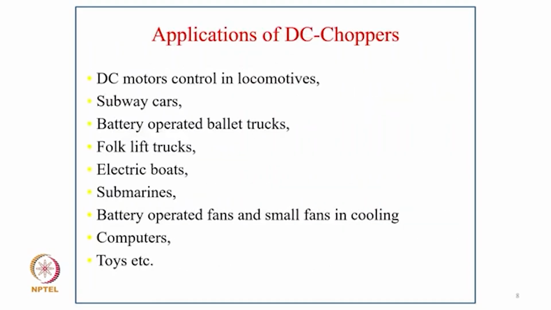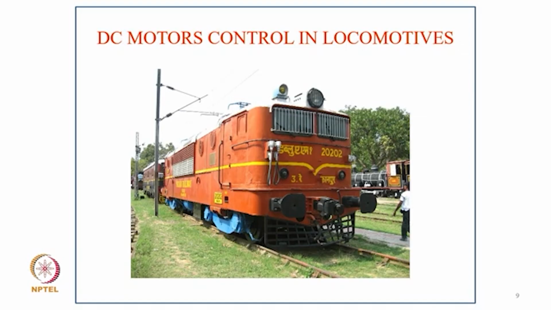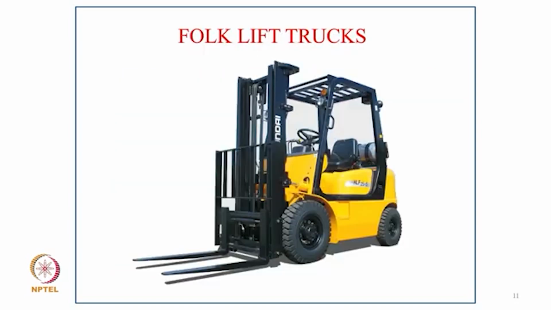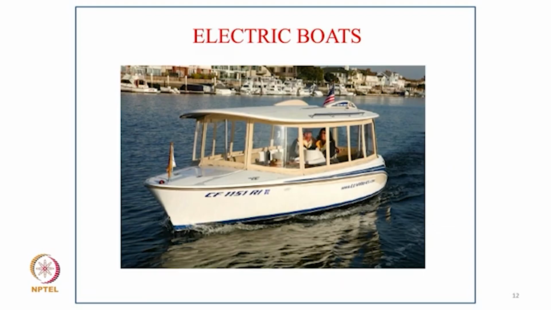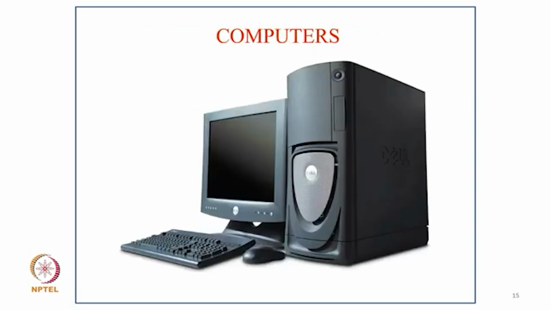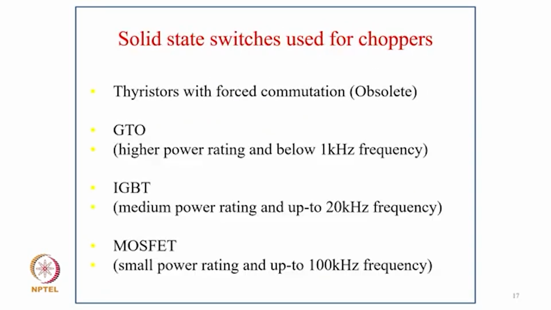or variable frequency switching. The applications of these DC-DC choppers are DC motor control in locomotives, subway cars, battery-operated pallet trucks, forklift trucks, electronic boards, submarines, battery-operated fans and small fans in cooling computers, and toys. Typical examples are DC motor control in locomotives, subway cars, forklift trucks where we use choppers, electric boards, submarines, battery-operated fans, of course computers, and battery-operated toys.